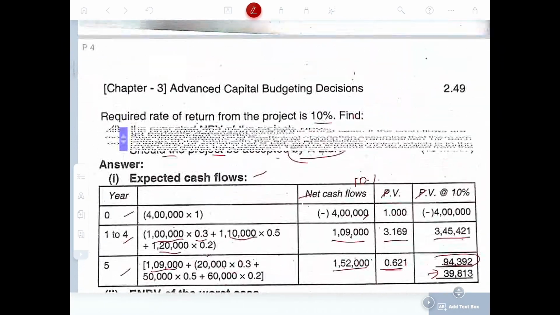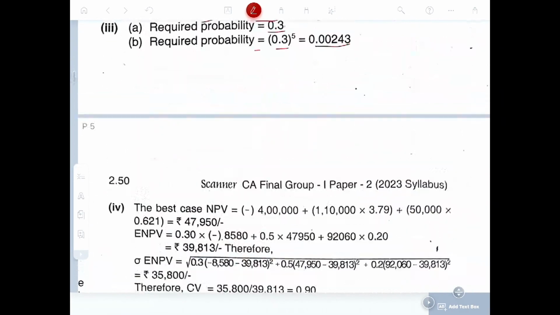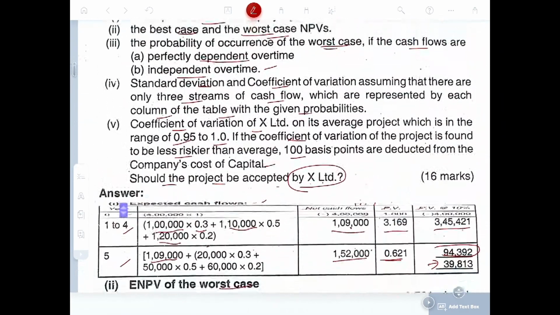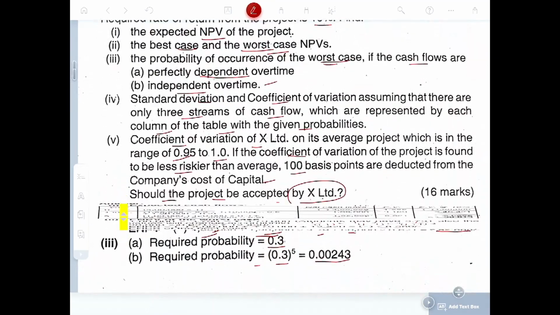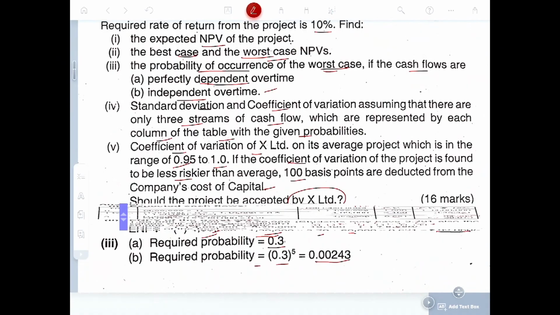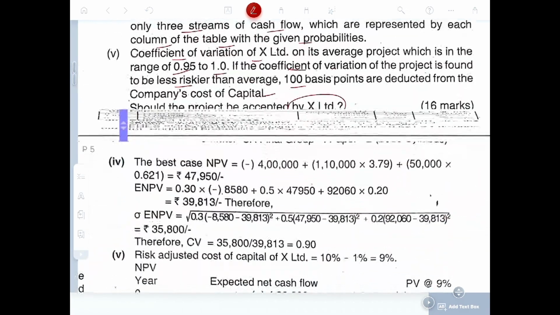The best case of NPV, the standard deviation. The probability of occurrence of the worst case cash flow is 0.3, the worst case because we have a loss. And the other is 0.5. Okay, how are they coming up? I don't know. We'll see.